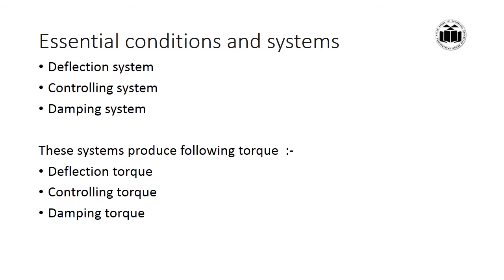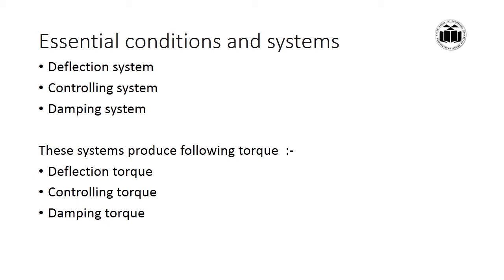Coming to the essential conditions and systems for measuring instrument. Three systems are important: deflection system, controlling system and damping system. These three systems produce deflection torque, controlling torque and damping torque. Deflection torque is proportional to the quantity under measurement. The moving system of the measuring instrument experiences a movement, and this movement is transferred to the pointer, which shows deflection on the scale. The deflecting torque causes the pointer to deflect from zero position, and it may attain any position on the scale, but it is desired that deflection should be proportional to the quantity to be measured.